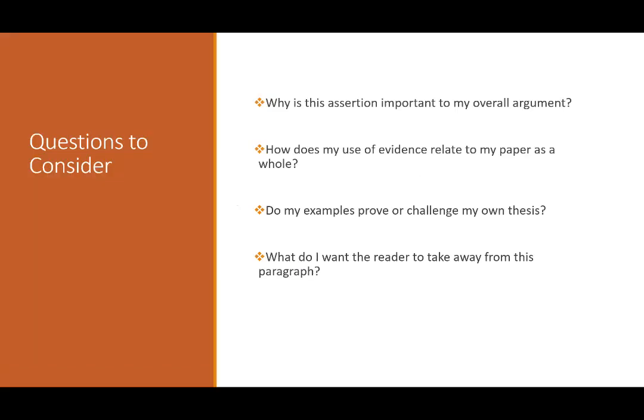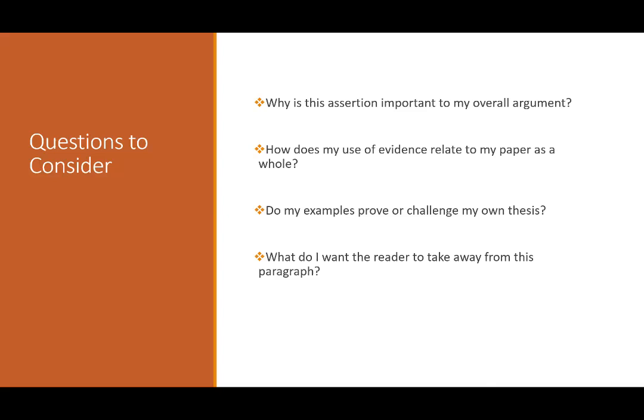So, questions to consider for your significance. Why is this assertion important to your overall argument? Why was this claim important to be made in order to support your overall point? How does my use of evidence relate to my paper as a whole? You want to make sure that your evidence feels cohesive, like it all belongs together, and is clearly explained why this is supporting your overall argument.